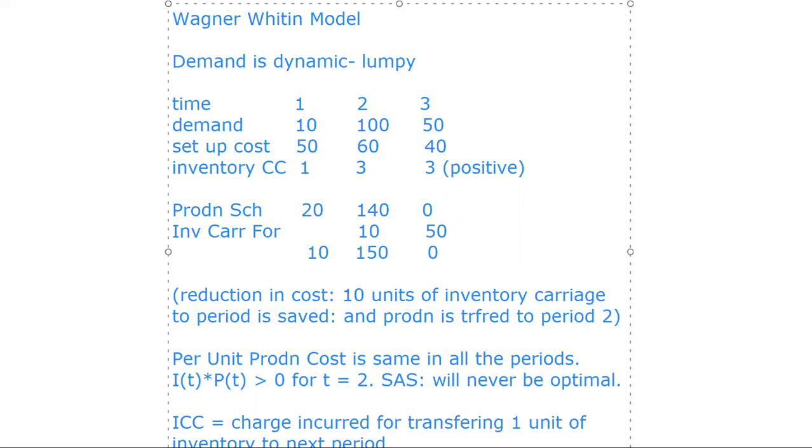So this is the fundamental result. You can very easily see that it will not be optimal. Suppose you have a schedule for which I_t times P_t is greater than 0, t equal to 2, and we have the assumption that the per unit production cost is the same for all the periods, then such a schedule, I_t star P_t greater than 0, will never be optimal. So that is the fundamental result of Wagner and Whitin.